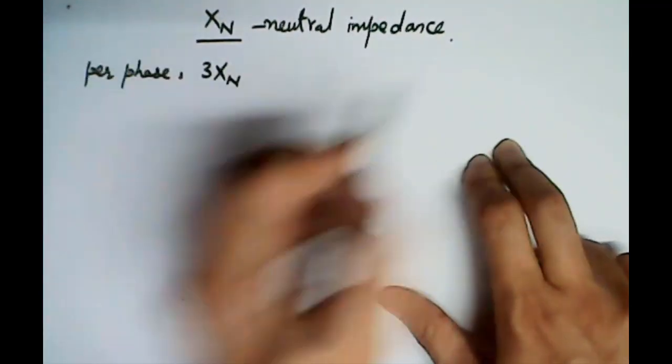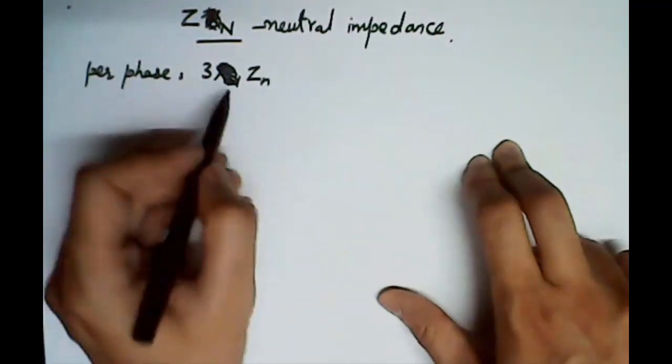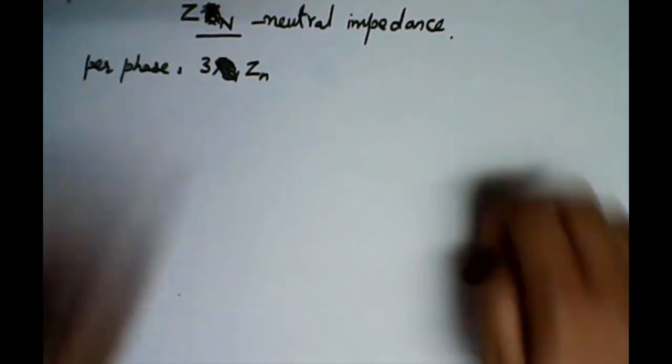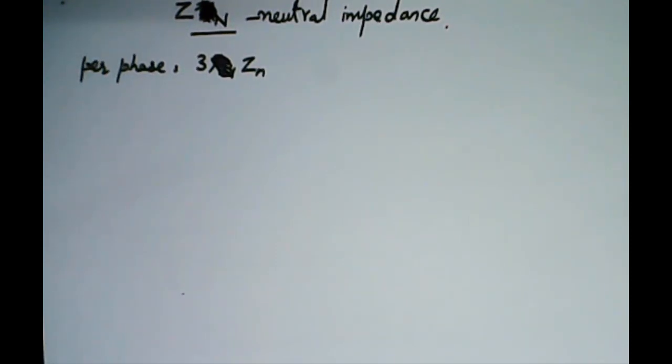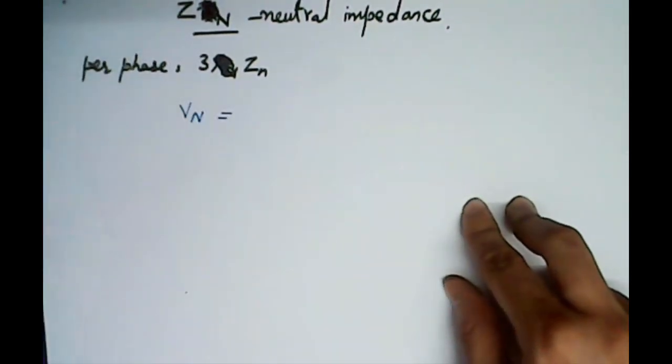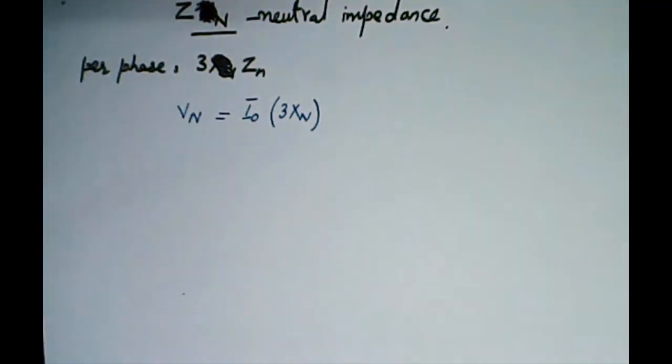Similarly, if we have Zn, it becomes 3Zn for the per phase model. Why? Because the neutral is carrying the current of all three phases, so the impedance of the neutral as seen by the phase would be 3 times. Hence the voltage drop at the neutral, Vn, would be equal to I0 times 3Xn. This is the per phase voltage drop. So the neutral impedance seen per phase is 3 times the original impedance.